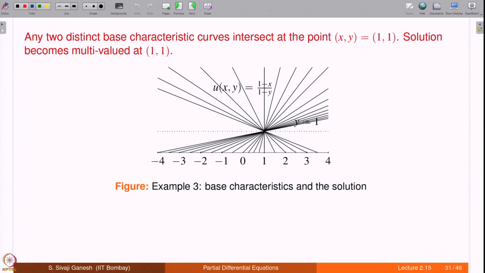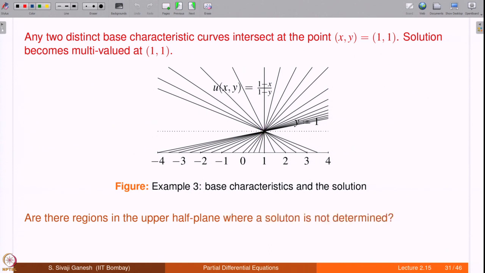Any two distinct base characteristic curves intersect at this point (1, 1), and the solution becomes multivalued at (1, 1). Are there regions in the upper half plane where a solution is not determined, apart from the line y equal to 1? It looks like yes, because there seem to be no characteristics passing through this region, but that is not the problem, because as you see the line from here is going like this. It might have gone out of the picture, that is why you are not seeing it. So, characteristics do fill up all these points. Except these dotted points, base characteristics go through each and every point.